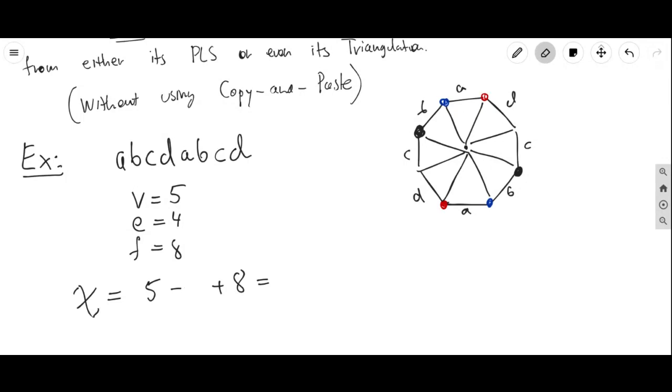Oh, I made a mistake with the edges. I just realized, big mistake with the edges. So it's 4 edges, but I forgot to count the new ones: 1, 2, 3, 4, 5, 6, 7, 8. Yeah, I forgot to add in another 8 of them. So this is 12. 5 minus 12 plus 8 is equal to 1. So the Euler characteristic is equal to 1.